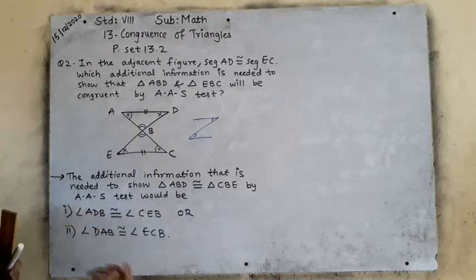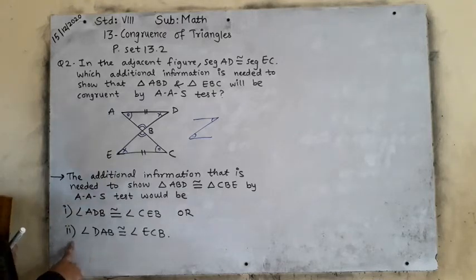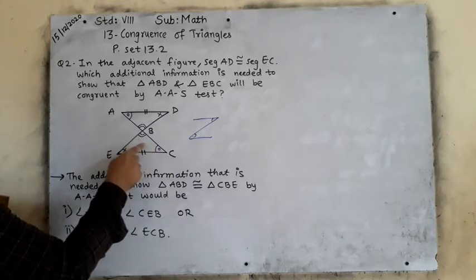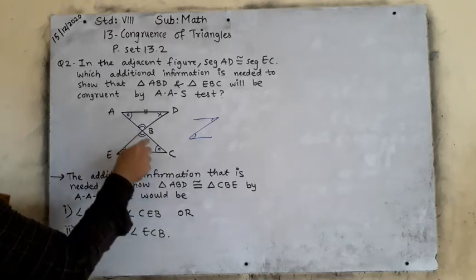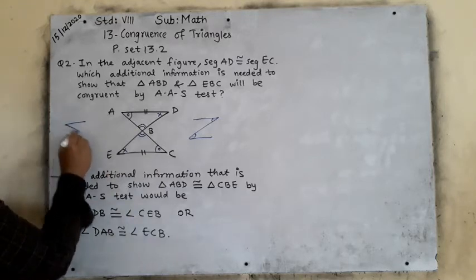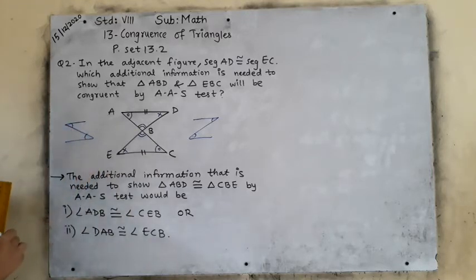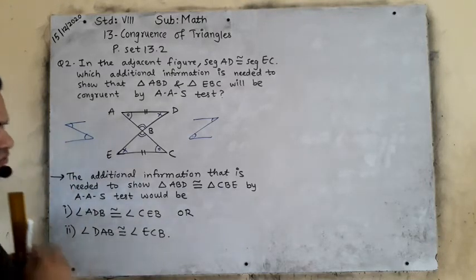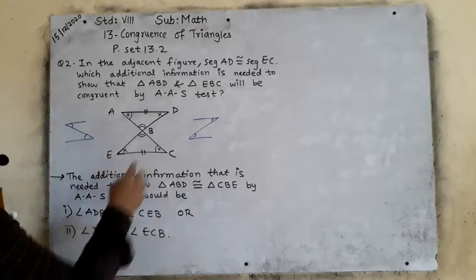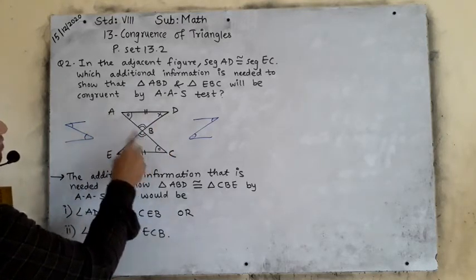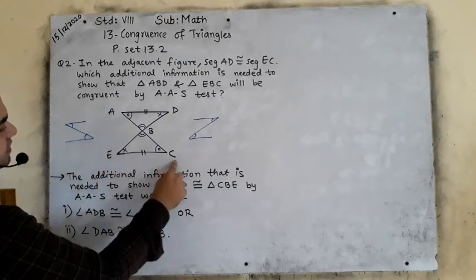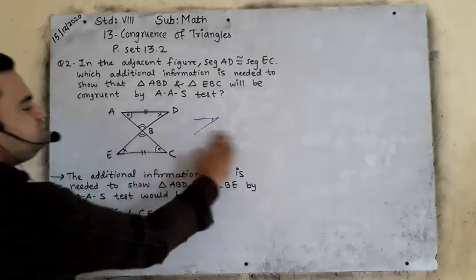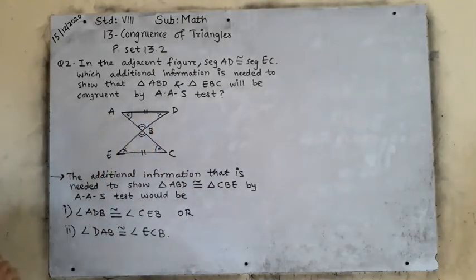By what? Alternate angles. Okay, now we will see the second one, you can say angle DAB is congruent to angle ECB. See, this is also a Z. Like this also a Z is forming. Yes or no? Yes. So this Z is forming, it means their alternate angles will be congruent to each other. So therefore angle DAB will be congruent to angle ECB. So this is how this additional information is needed to show these two triangles will be congruent to each other.